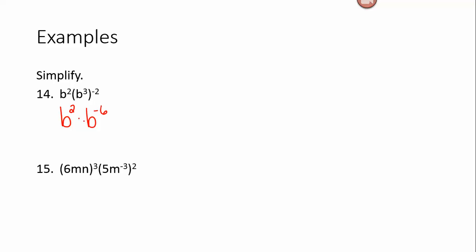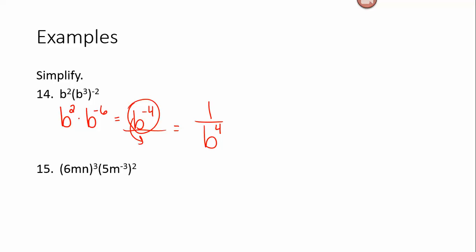Now I have like bases, so I'm going to add the exponents. That's b to the negative 4th. And since we can't leave the negative exponent in our answer, remember that b is going to move down into the denominator to give us 1 over b to the 4th.